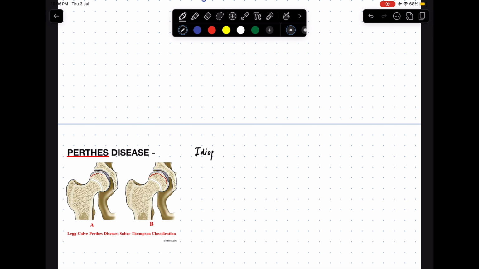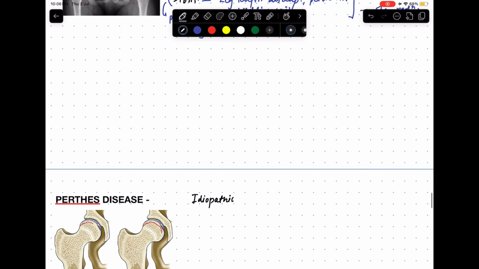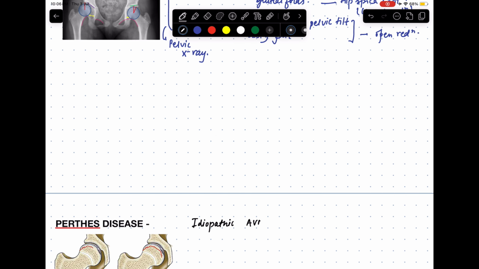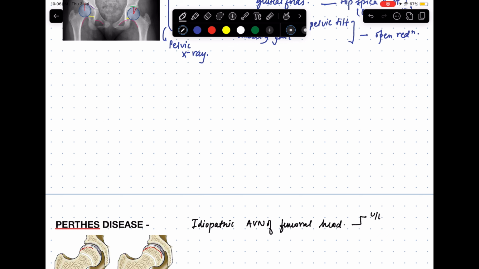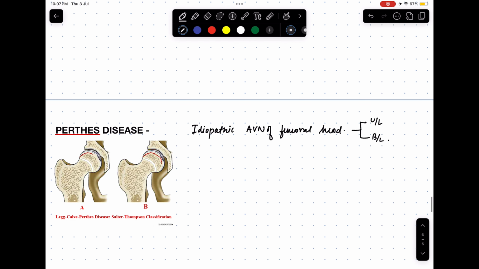Then we have Perthes disease. So most commonly it is idiopathic. But then what is the exact pathophysiology for it? It is the avascular necrosis of the femoral head. Also it can cause a painless limp, rarely, but then hip pain is seen on weight bearing on that particular limb. It could be unilateral, it could be bilateral.